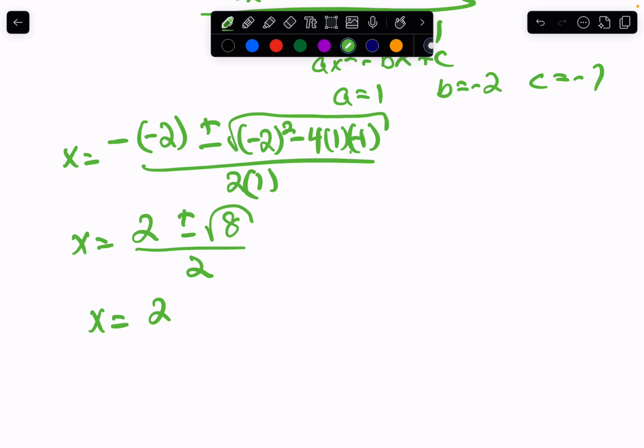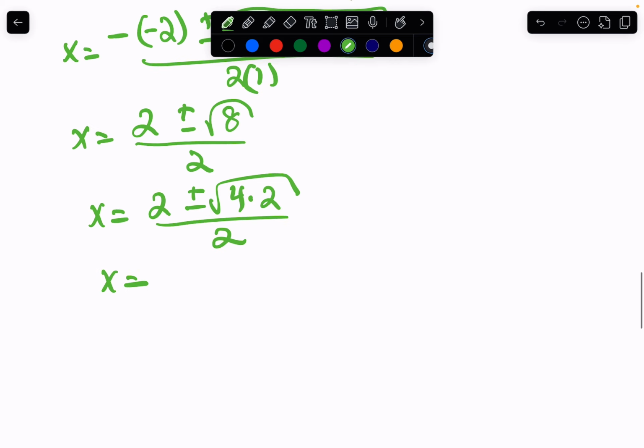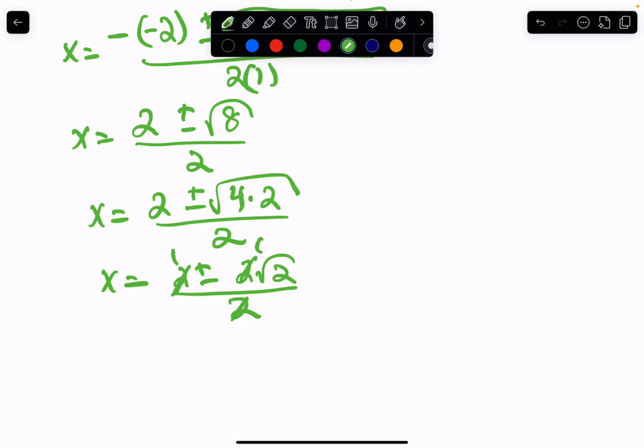The square root of 8 can be factored into 4 and 2, and the square root of 4 is 2, so we can take that out. And we can cancel because there's a 2 on the bottom, and both terms on top have a 2. So we can cancel those out, and we get x equals 1 plus or minus the square root of 2.